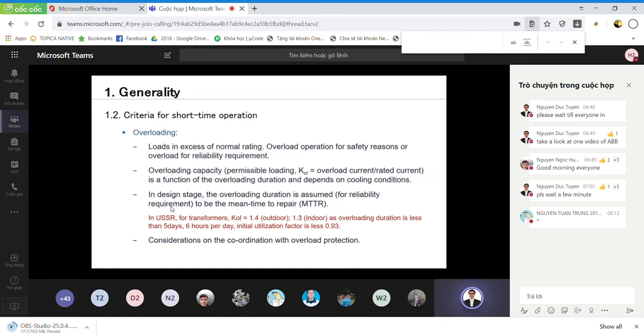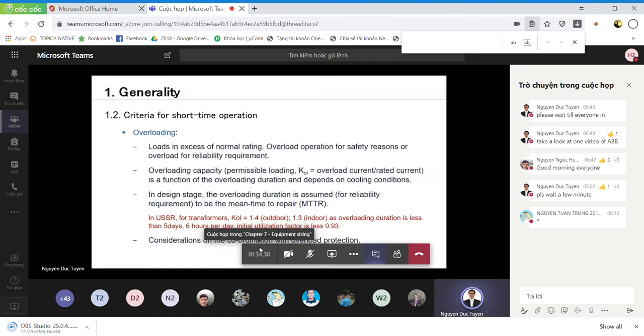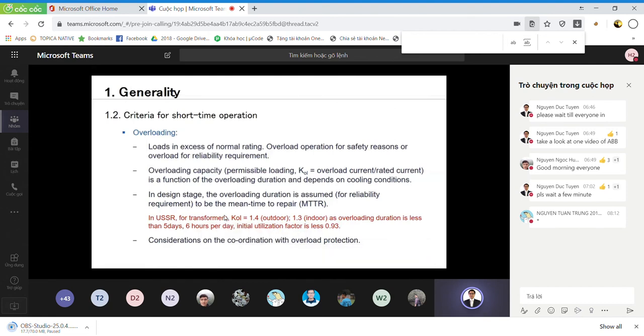Okay? The overload ability means you can have its overload, but after finishing the overload, you can let the transformer become normal. It does not lose any lifetime period. And this is one condition to let the transformer be overloaded. Okay.